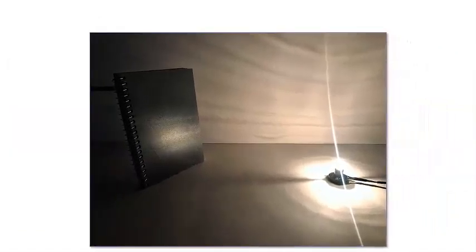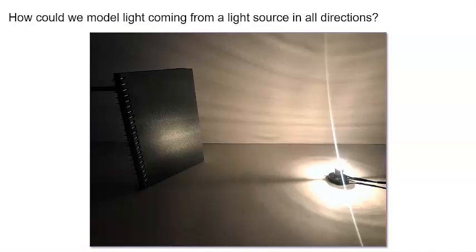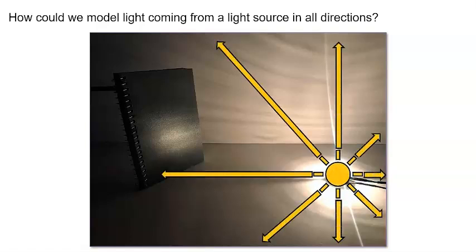Do you notice that when the light comes out of the light bulb, it goes in all directions? I noticed that too. How could we model light coming from a light source in all directions? I know, our light source could be like the sun, and we could draw lines of light coming out in all directions. The light source emits light. Emit means gives off. When a light source emits light, it gives off light.